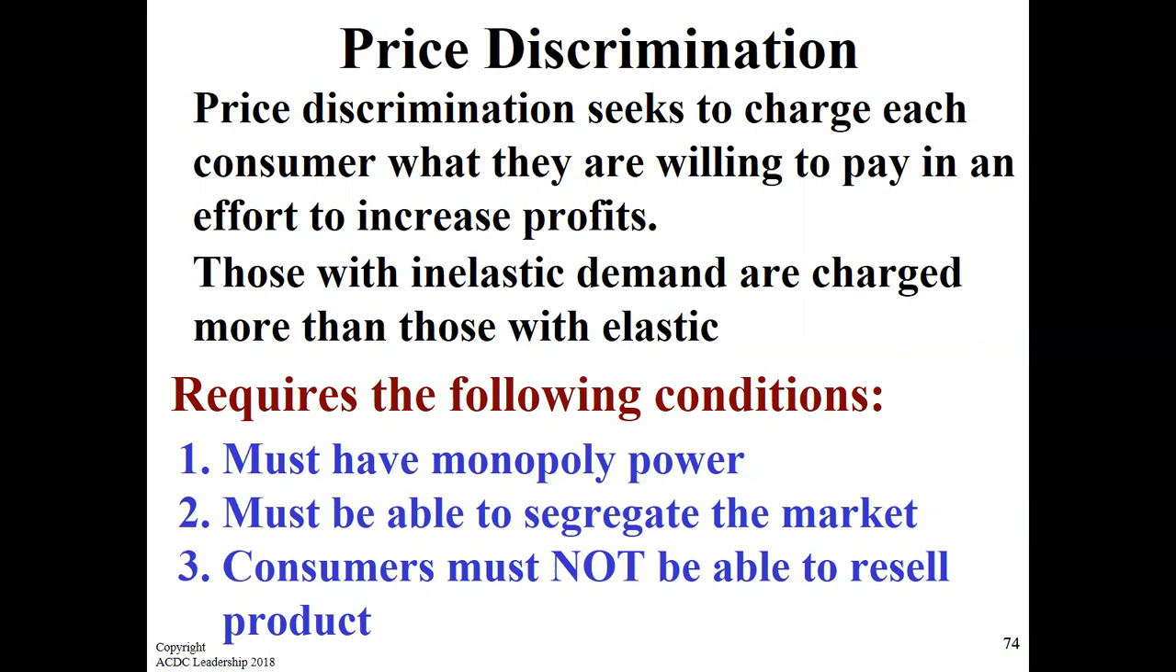Here are what you need. You kind of need monopoly power. You need to be able to segregate the market. And this is why perfect price discrimination is hard to do. And the consumers cannot resell. So Andrew can't get into a school and get a $35,000 scholarship and sell it to Miles. Which, by the way, that would be like a pretty cool thing to be able to do. So that's what will allow colleges, in a way, to price discriminate.